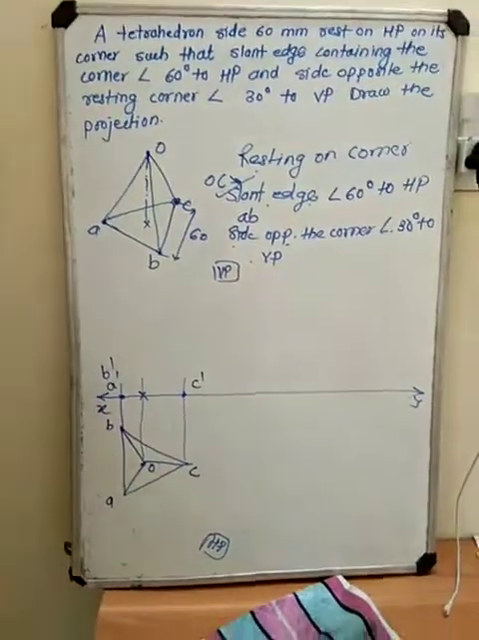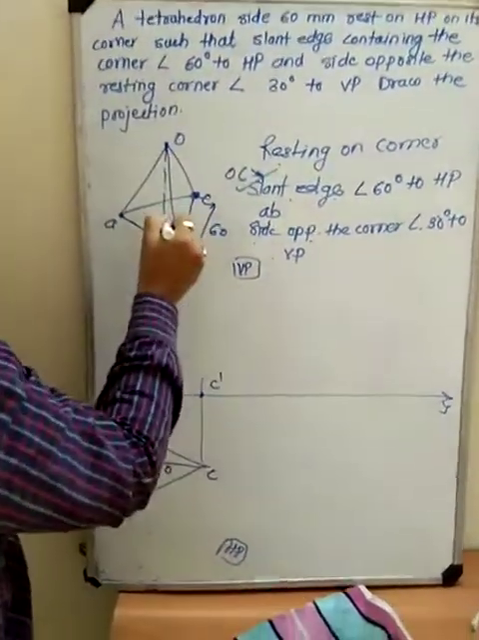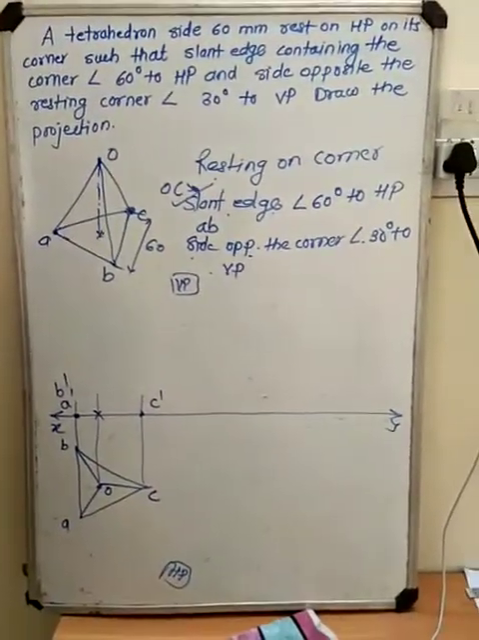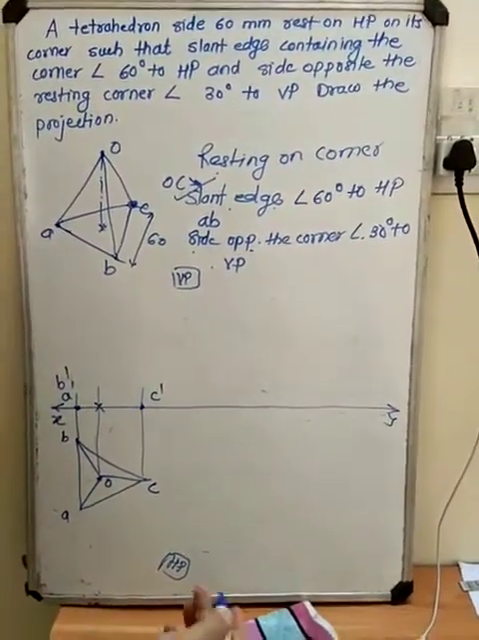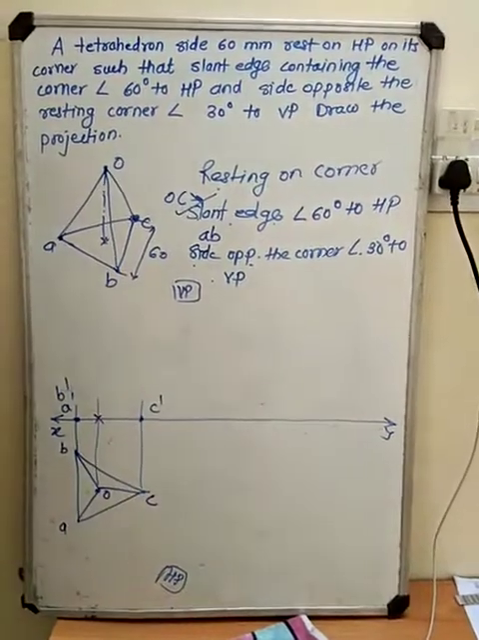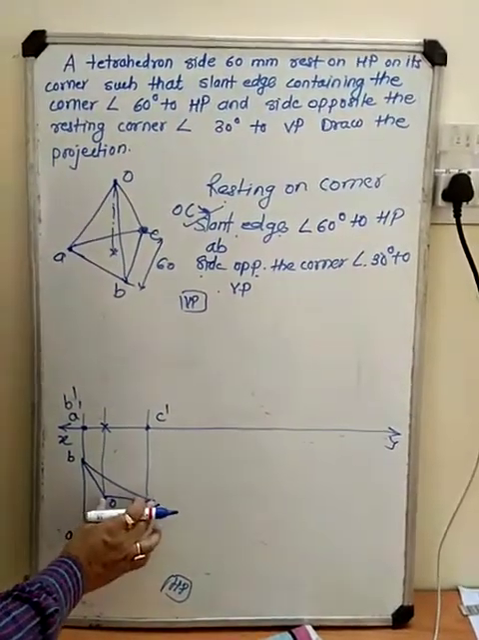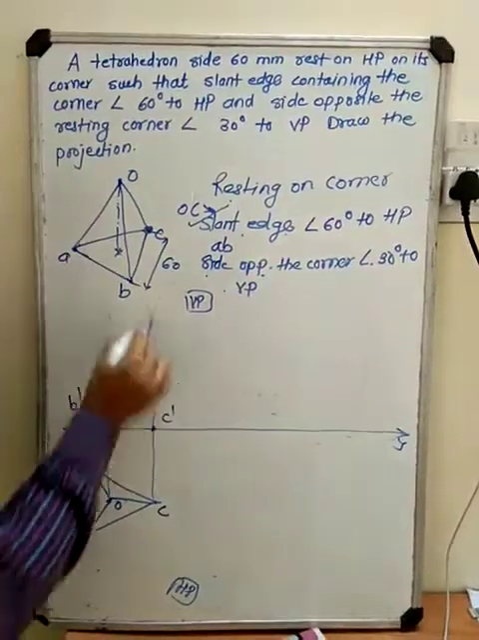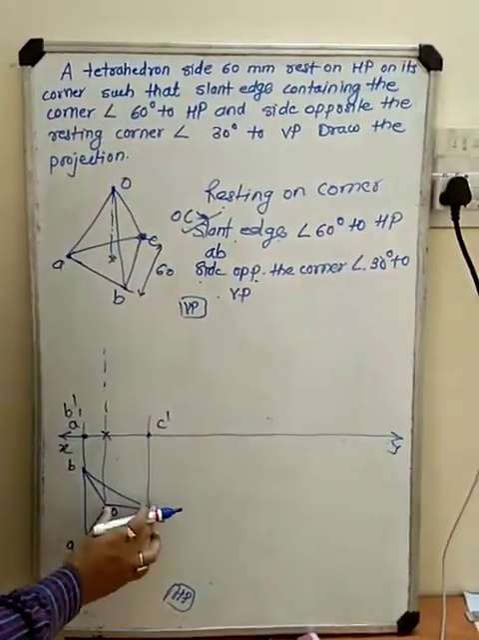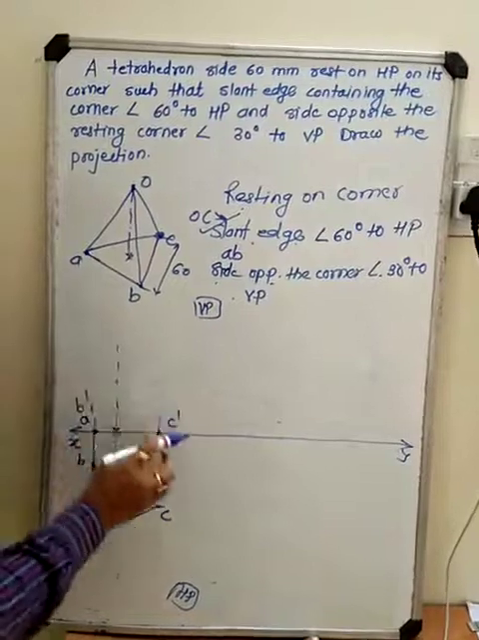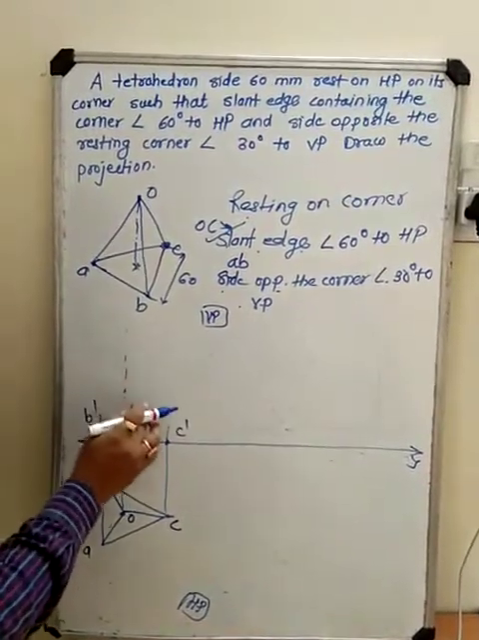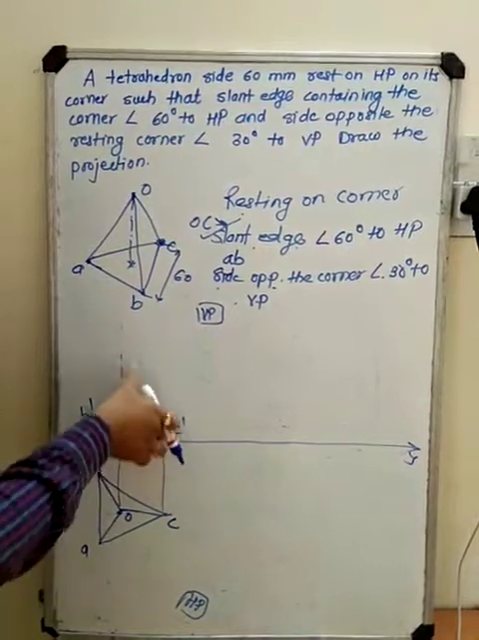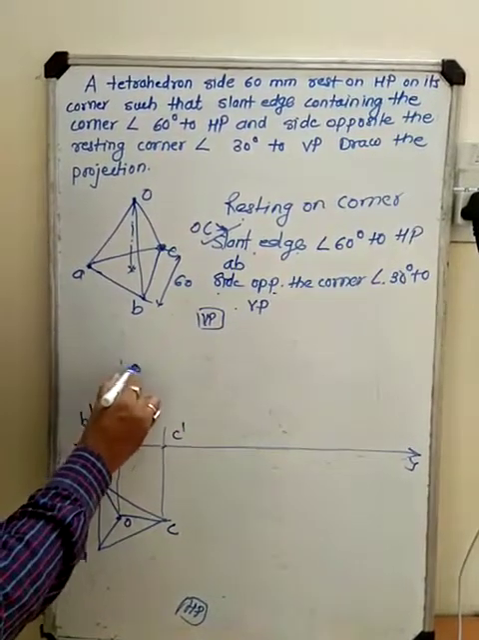Now here the length of the axis is not given, as I told you in the previous video about the projection of tetrahedron. Now OC is parallel, that means O dash C dash has its true length, and the true length is 60. So take a 60 mm distance in the compass, and taking C dash as the center, cut this, so you will get the O dash here.